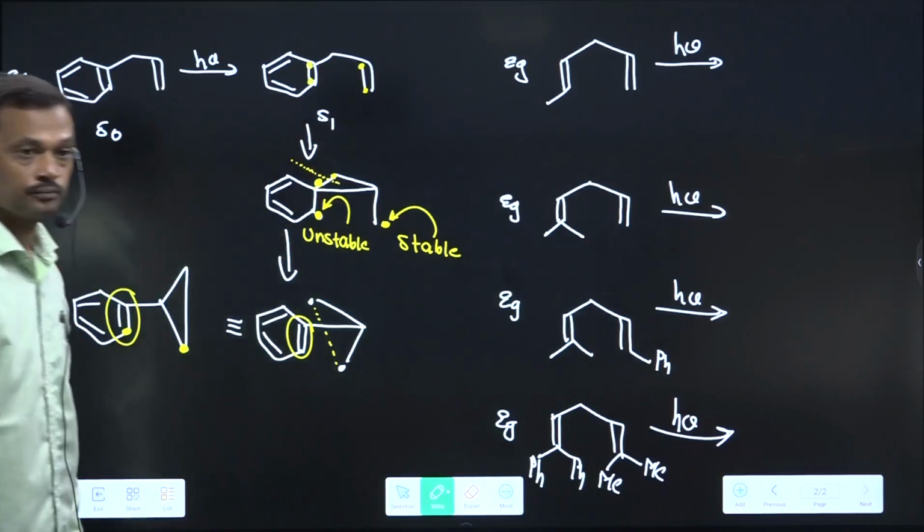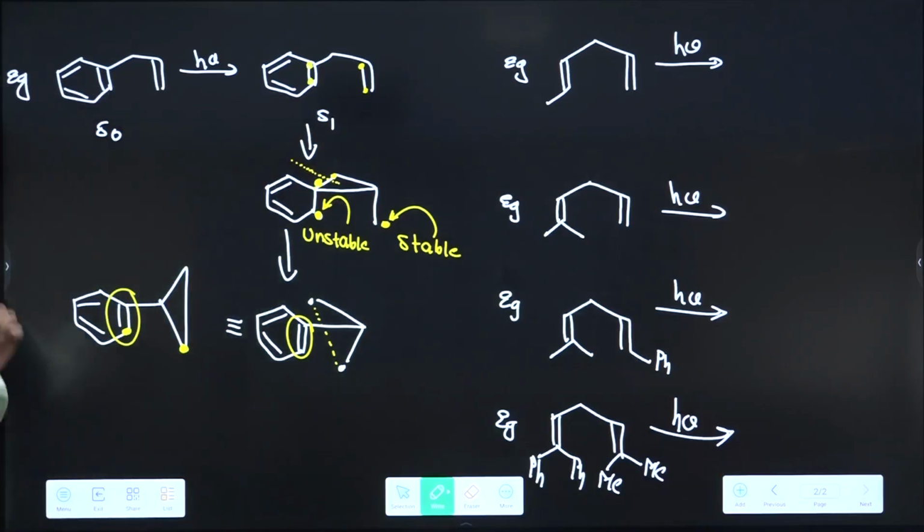Give the answer. Whichever side first unstable comes, that you introduce in the double bond. Whichever stable radical comes, that side you give numbering 1, 2, 3. Join 1 and 3, and 2 and the unsaturated inner carbon, you will get a double bond.